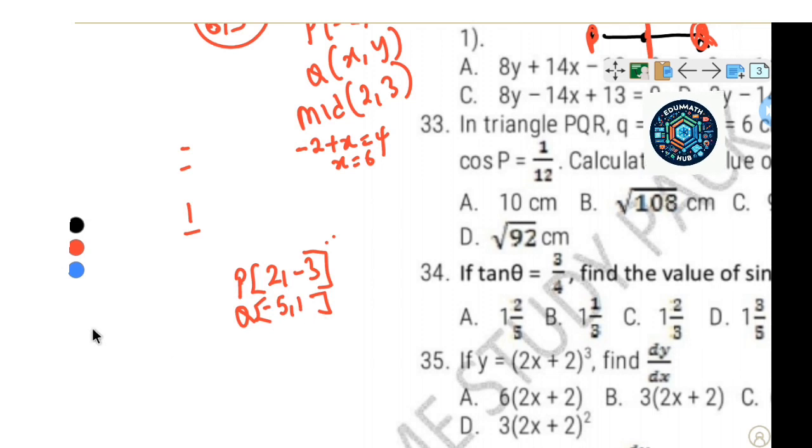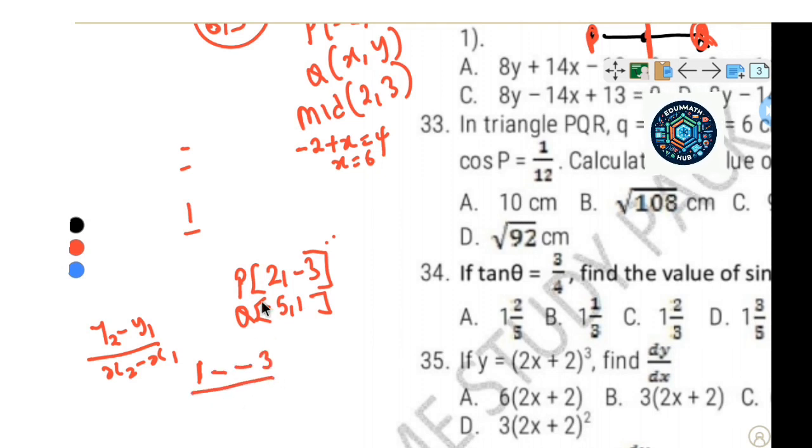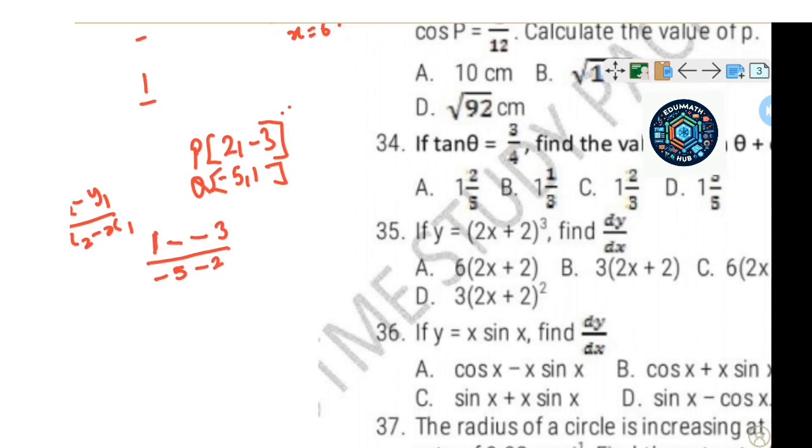So let's find the gradient. Gradient is y2 minus y1 over x2 minus x1. So this is y2, this is y1, this is x2. So 1 minus 3 divided by minus 5 minus 2. So this will give you 4 over minus 7. So that's minus 4 over 7. So this is the gradient of the line PQ.